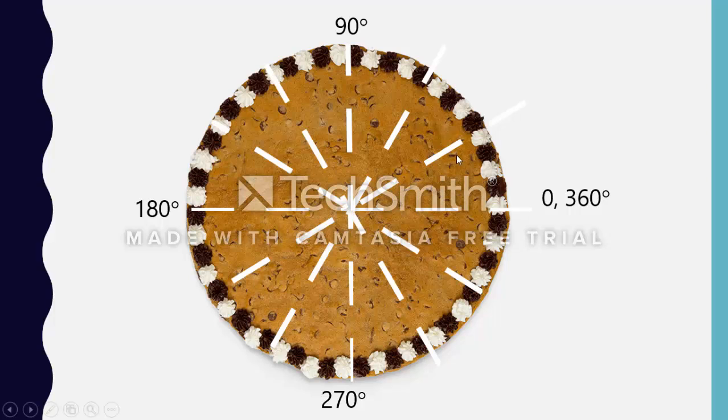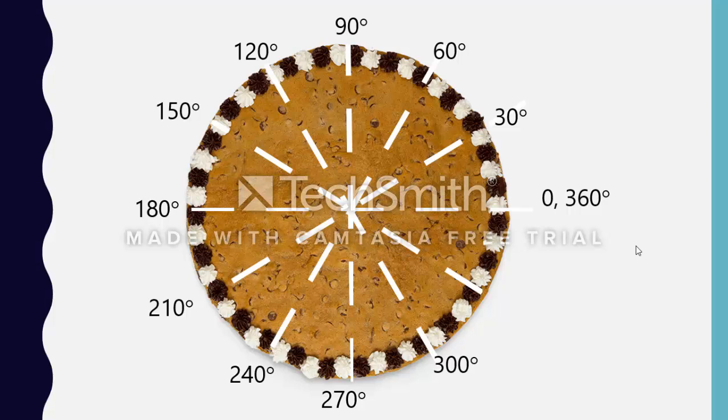And then, since each of these pieces has an interior angle of 30 degrees, we can find our angle measurements by simply counting up by multiples of 30. So we have 30, 60, 90, 120, 150, 180, 210, 240, 270, 300, and 330 degrees.